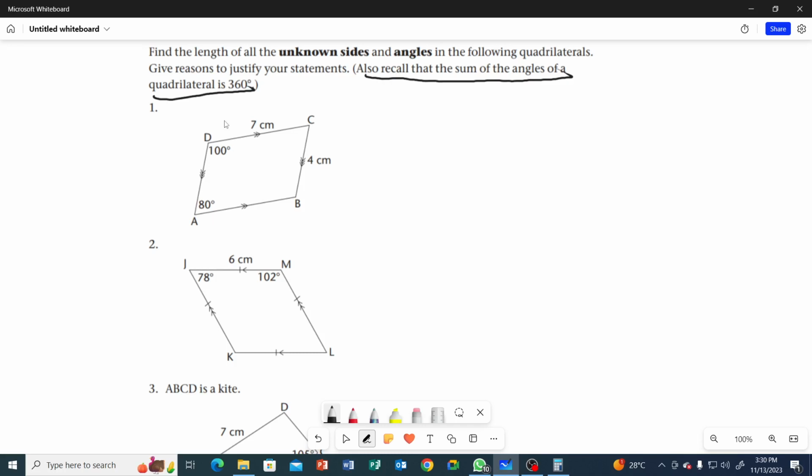Now looking at number one. Before I continue, for you to master the content, please pause the video, solve the question, and look at the workings to see if you've got them correct. Now you can start and pause your video.